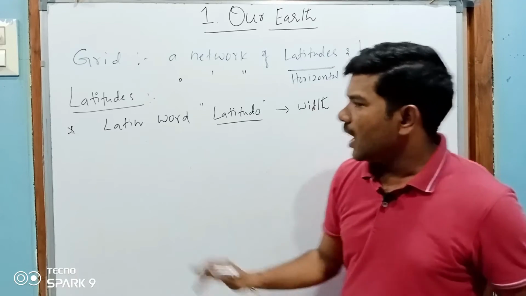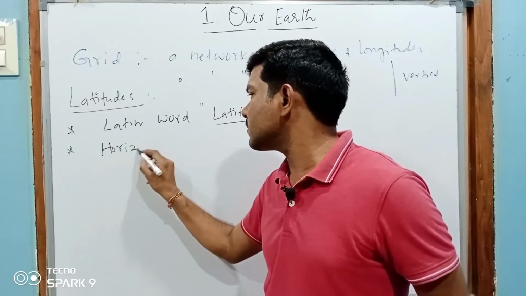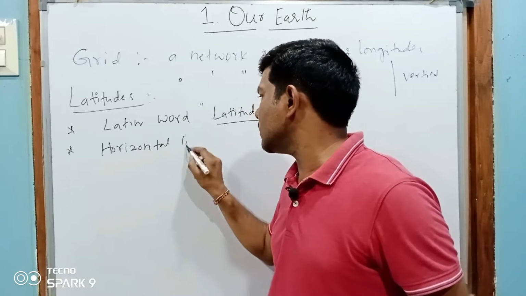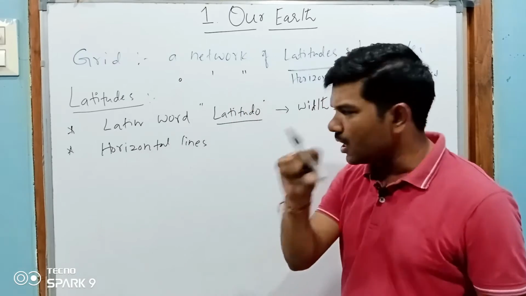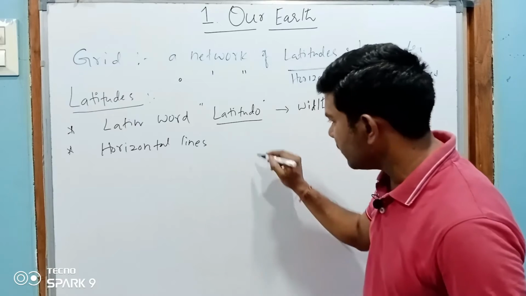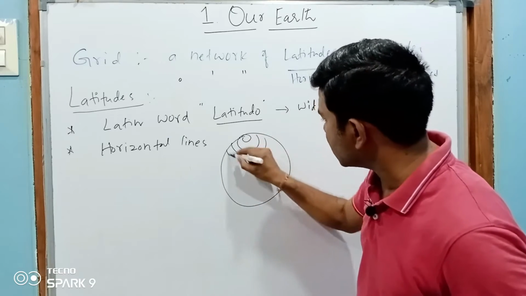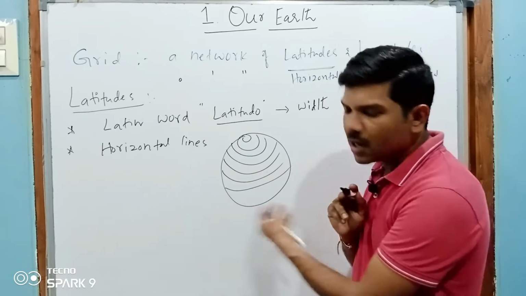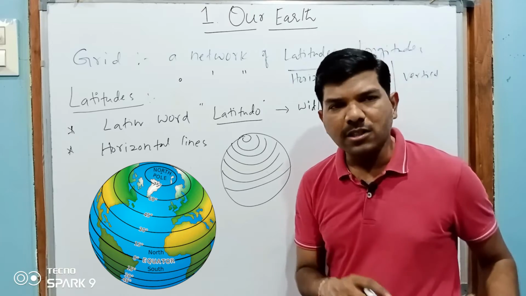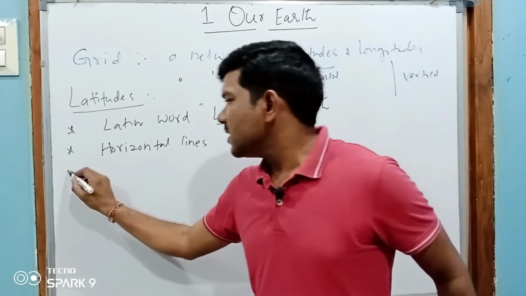Very important, latitudes are horizontal lines. ఇవి సమాంతర రేఖలు or అడ్డ గీతలు. These are horizontal lines. You see, if this is earth, these are these kind of lines, horizontal lines. horizontal అంటే అడ్డంగా ఉన్నటువంటి లైన్స్ ని horizontal lines అంటారు. These are also called circles.